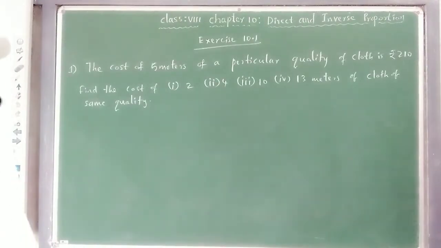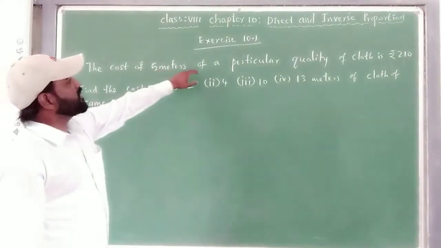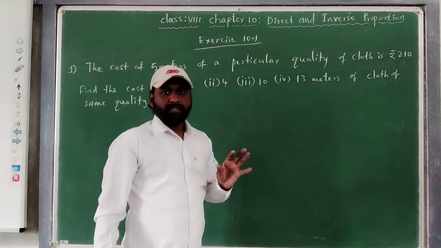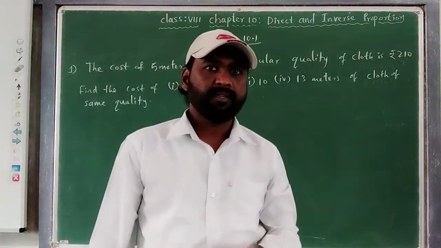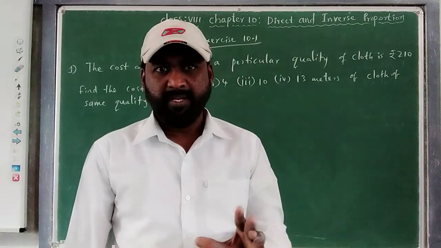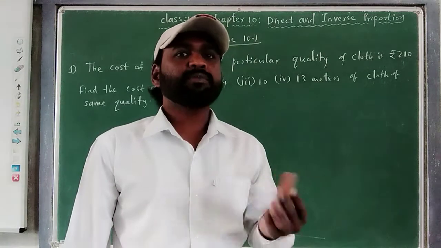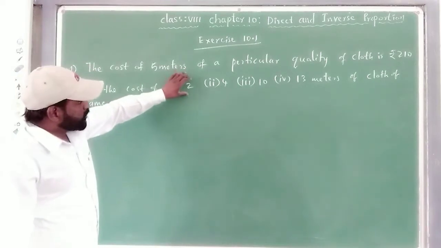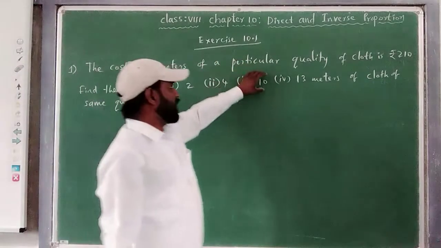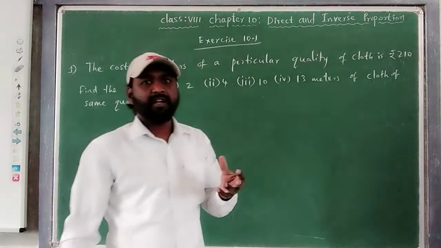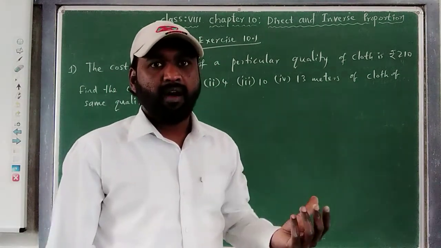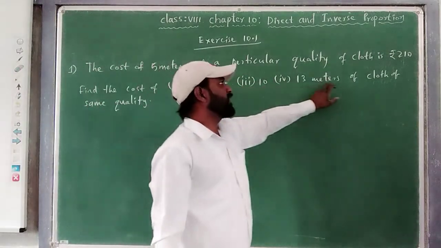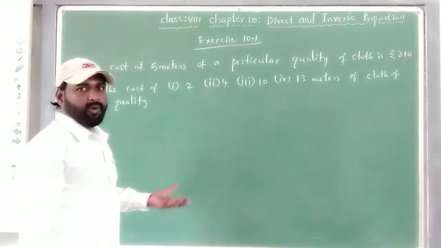See the first question of exercise 10.1. The cost of 5 meters of a particular quality of cloth is rupees 210. The quantity of cloth is 5 meters length, and the cost is rupees 210. This is given. Find the cost of 2 meters, 4 meters, 10 meters, and 13 meters of cloth. Different lengths of cloth are given. We have to find their costs, of the same quality.